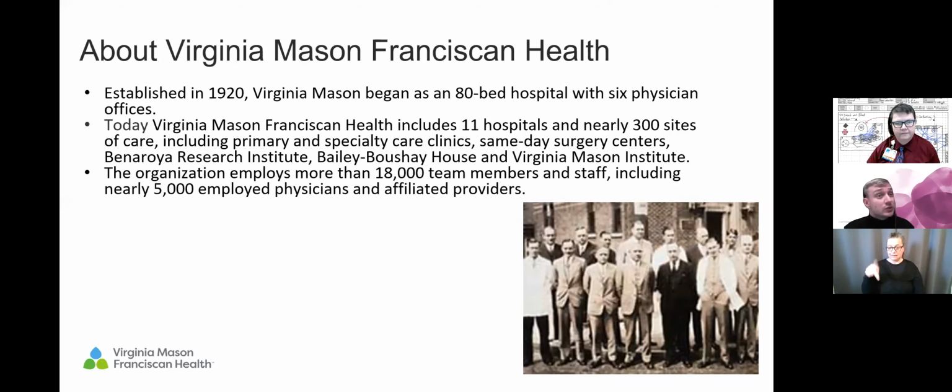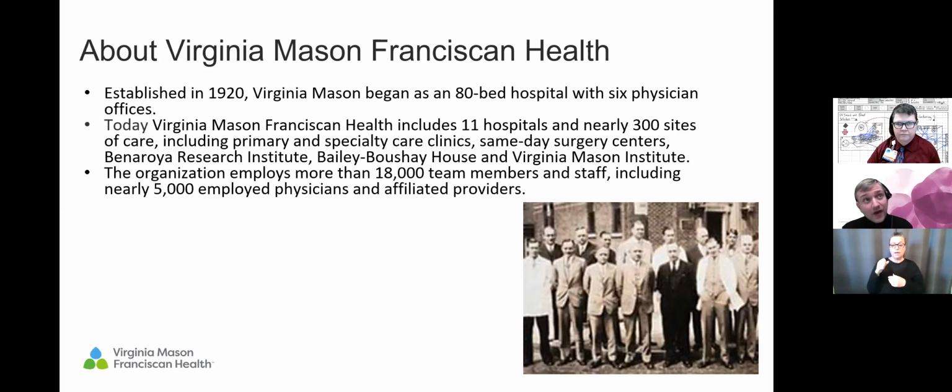At the beginning of 2021, we merged with CHI Franciscan to create Virginia Mason Franciscan Health, an 11 hospital system with 30 sites of care, including primary care, specialty, and same-day surgery centers. We also have a research institute known as the Benaroya Research Institute, Bailey-Boushay House, which is a clinic predominantly serving our homeless community here in Seattle, and the Virginia Mason Institute. We employ around 18,000 team members and staff, including 5,000 employed physicians and affiliated providers.